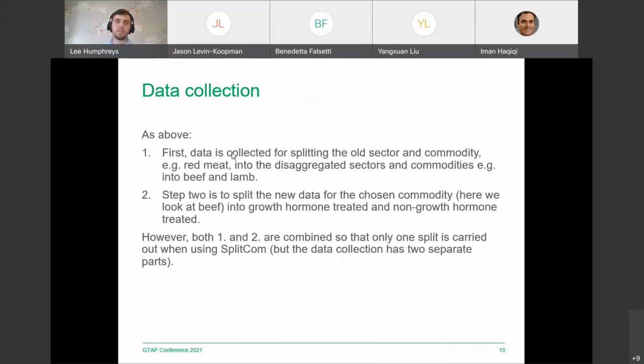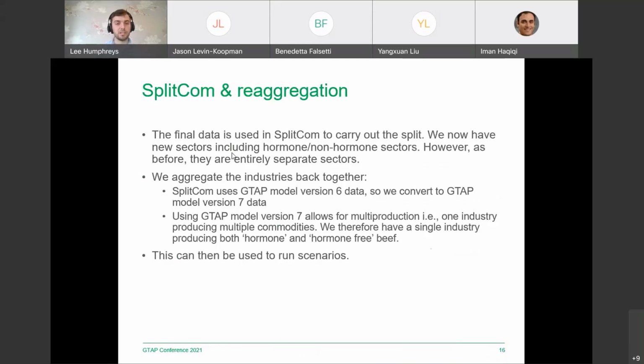In terms of the steps to the approach, again, it's very similar to before in the first two steps. The data collection is identical, exactly the same as before, and so is the initial stage of using SplitCom. So we collect the same data, we use SplitCom in the same way, and we have this split data set, which has hormone and non-hormone sectors. The difference here is we take that a step further, convert the data to GTAP model version 7 data, and then aggregate the industries together. So we have one single industry producing both hormone and hormone-free beef. This is the more complicated extension to the approach, and is still very much a work in progress.